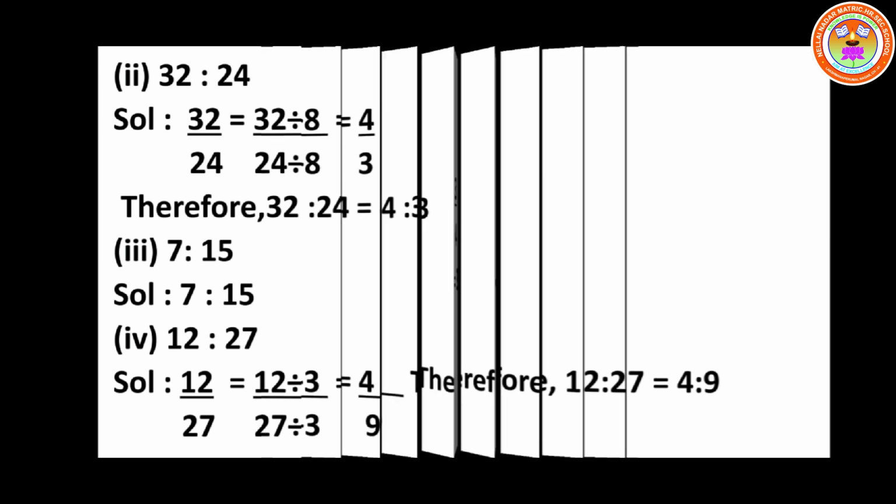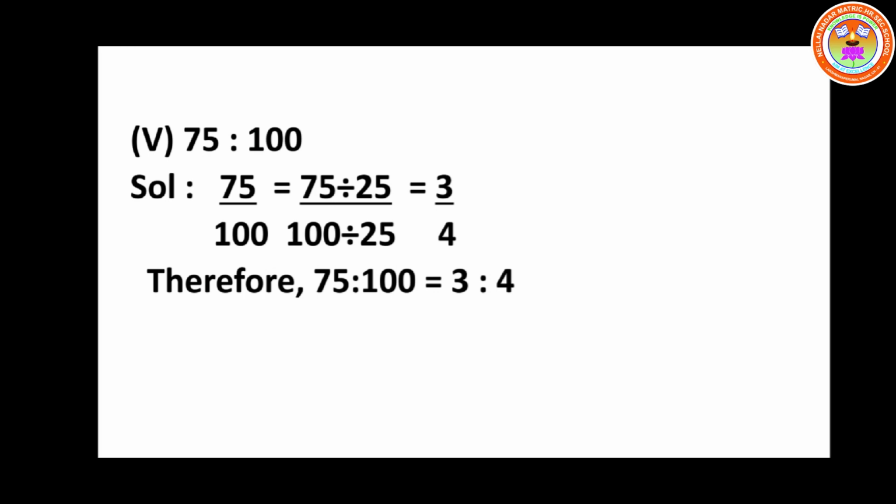Okay children. Now let us move on to the fifth subdivision: 75 is to 100. Both you can divide by 25. So 75 divided by 25 and 100 divided by 25. 25 1s are 25, 25 2s are 50 and 25 3s are 75, so 3 times. And 25 4s are 100. Therefore 75 is to 100 is equal to 3 is to 4.